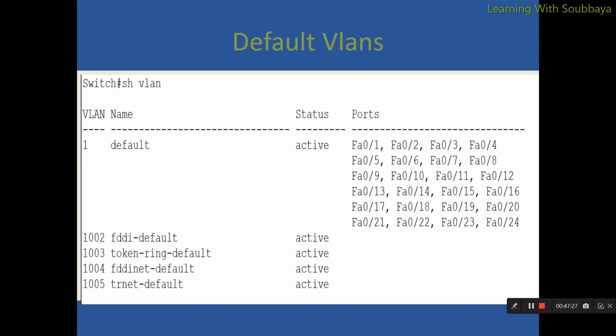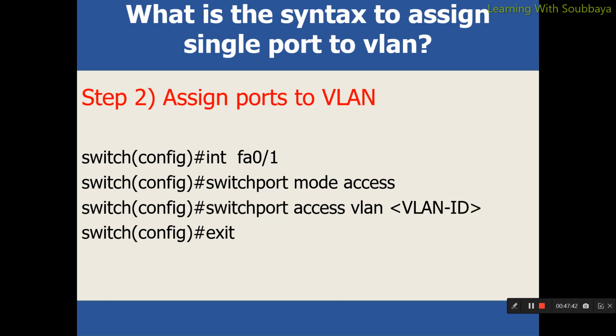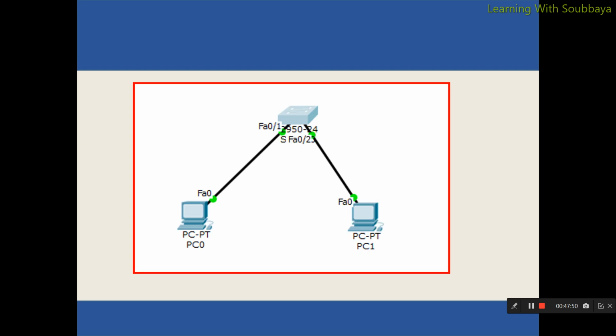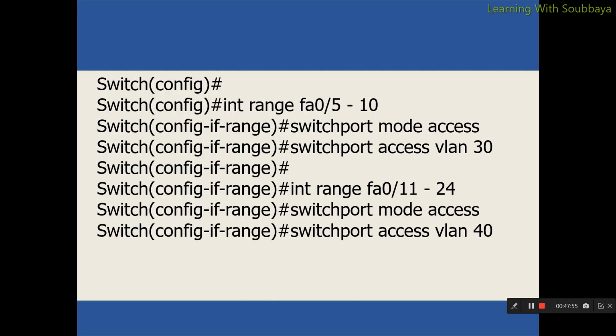How to check the VLAN here? By default, when you use the show vlan command, we can see the information here. Now we are going to create a VLAN by giving the command vlan along with the VLAN ID. Name is an optional command. Similarly, how to assign ports to a VLAN? Go to the interface, switchport mode access, and switchport access vlan along with the VLAN ID that we have to apply. We configure step by step.